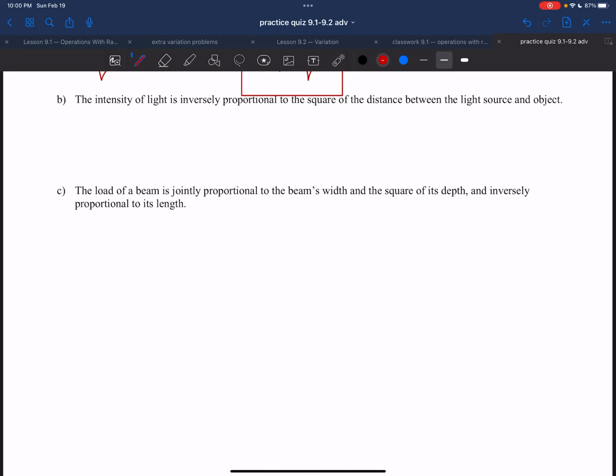Okay, let's look at another. The intensity of light, intensity, I'm going to call that I, is inversely proportional to the square, that's important, of the distance, D, between the light source and the object. So that would just say that I equals K times, if it was direct, it would be D squared, but it's not direct, it's inverse, so it's 1 over D squared. And then that's it. You see? An easy 20 points. Done. Again, you can write this as K over D squared, if you'd like.